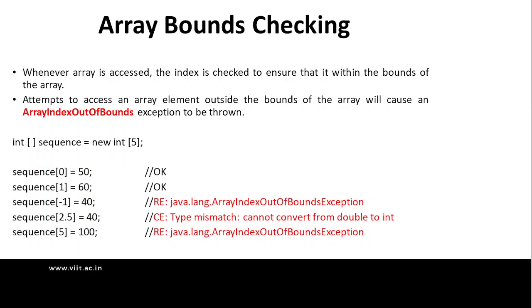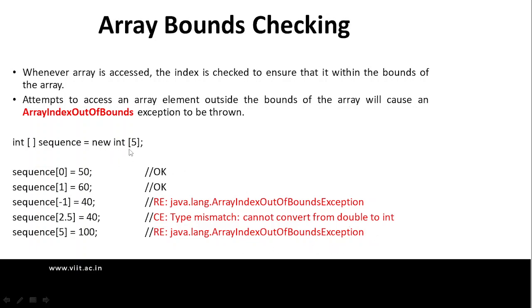Array bounds and checking. Whenever an array is accessed, the index is checked to ensure that it is within the bounds of the array. An attempt to access an array element outside the bounds of the array will cause an ArrayIndexOutOfBoundsException to be thrown. For example, I am declaring an integer sequence of size 5, and you are trying to put a sixth element in that variable, so this will throw the array index out of bounds exception.